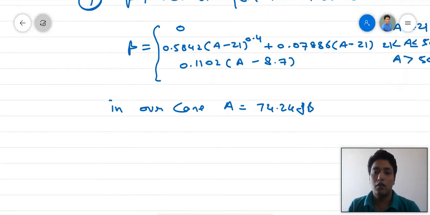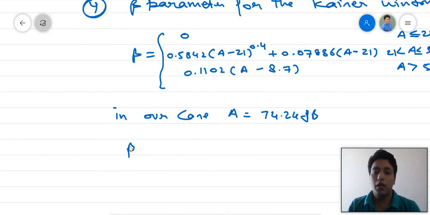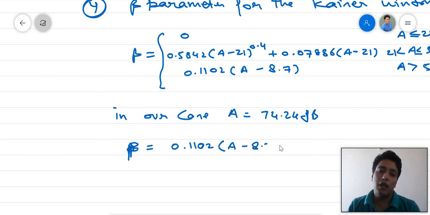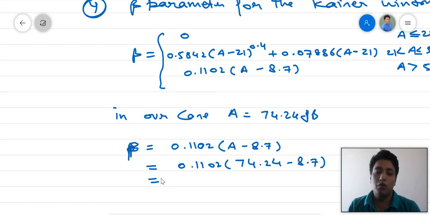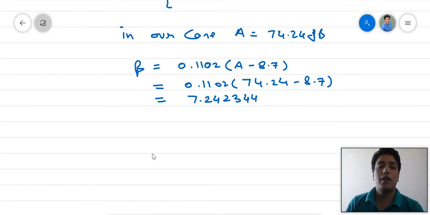Then to find out beta, we have to use 0.1102 (A minus 8.7), which will give 0.1102 (74.24 minus 8.7) will be equal to 7.242344. So now we have found the value of beta and we have also determined the order of the filter.